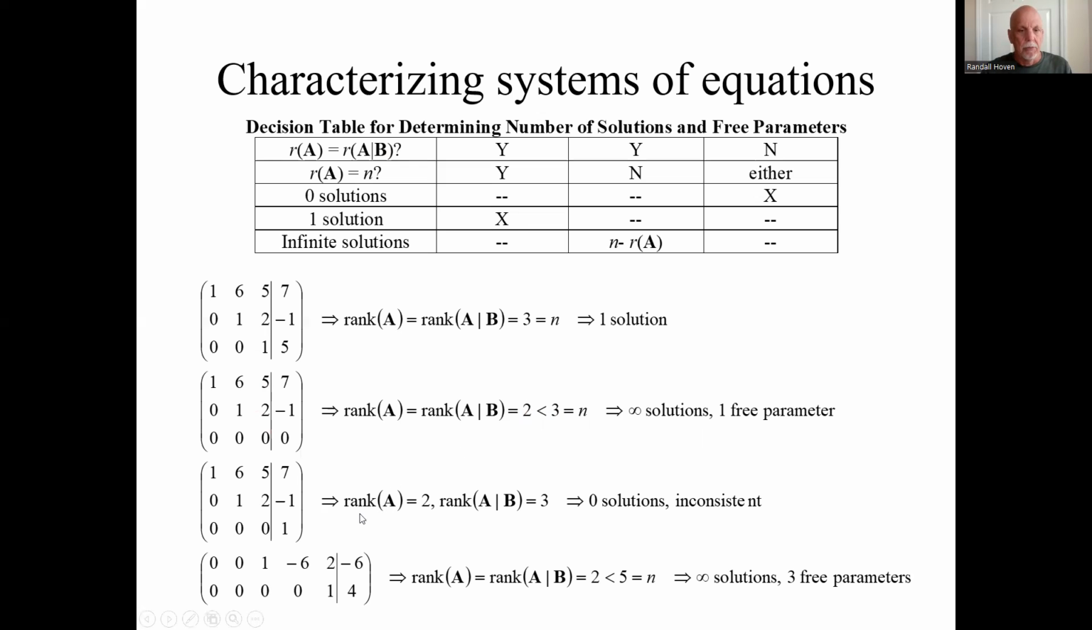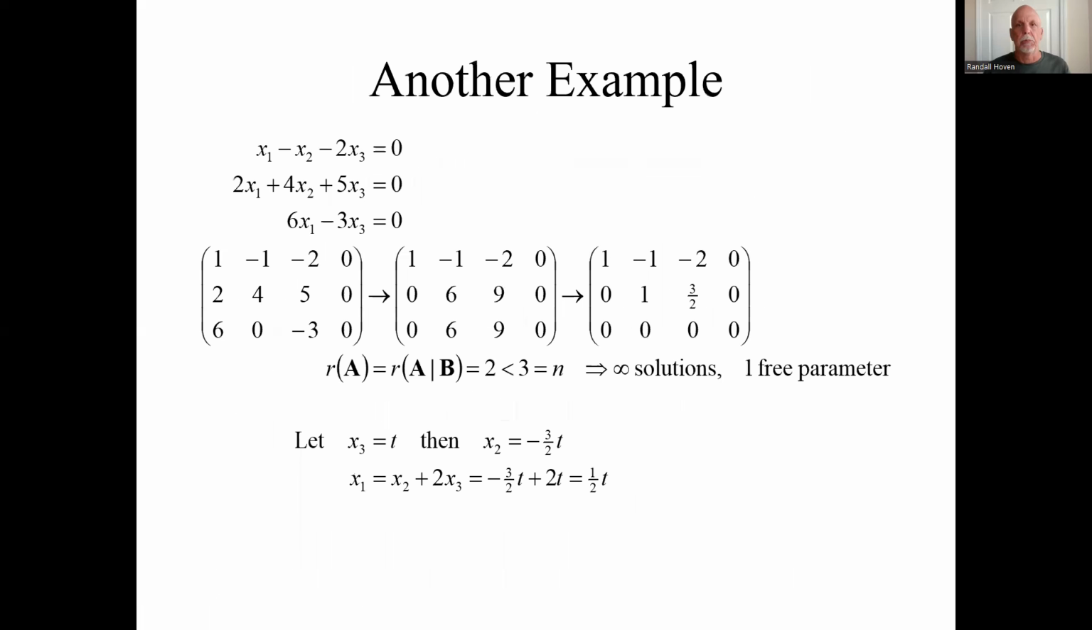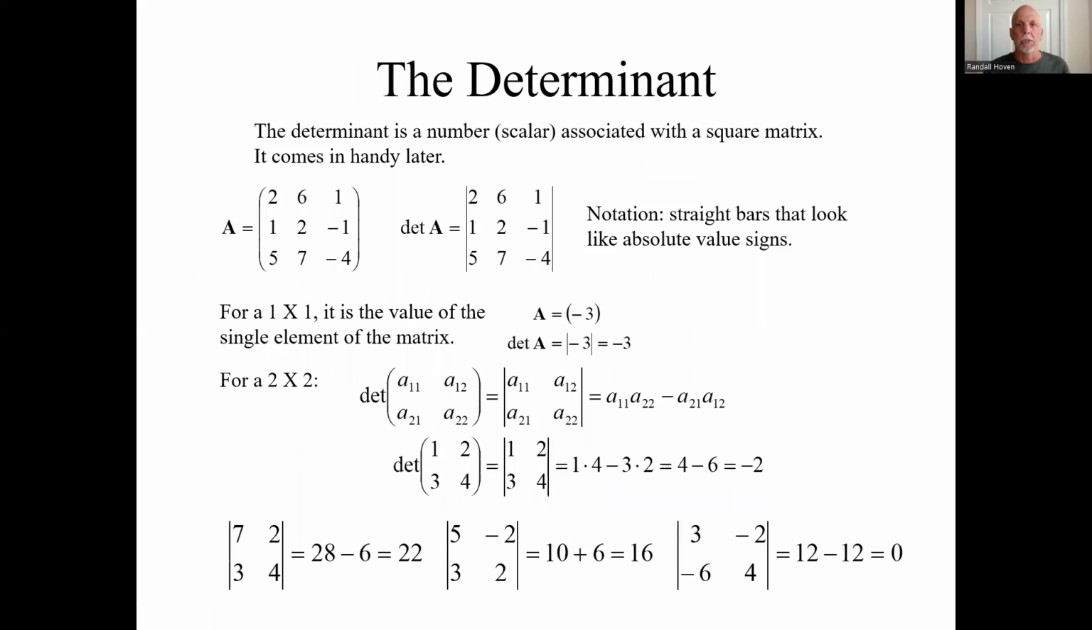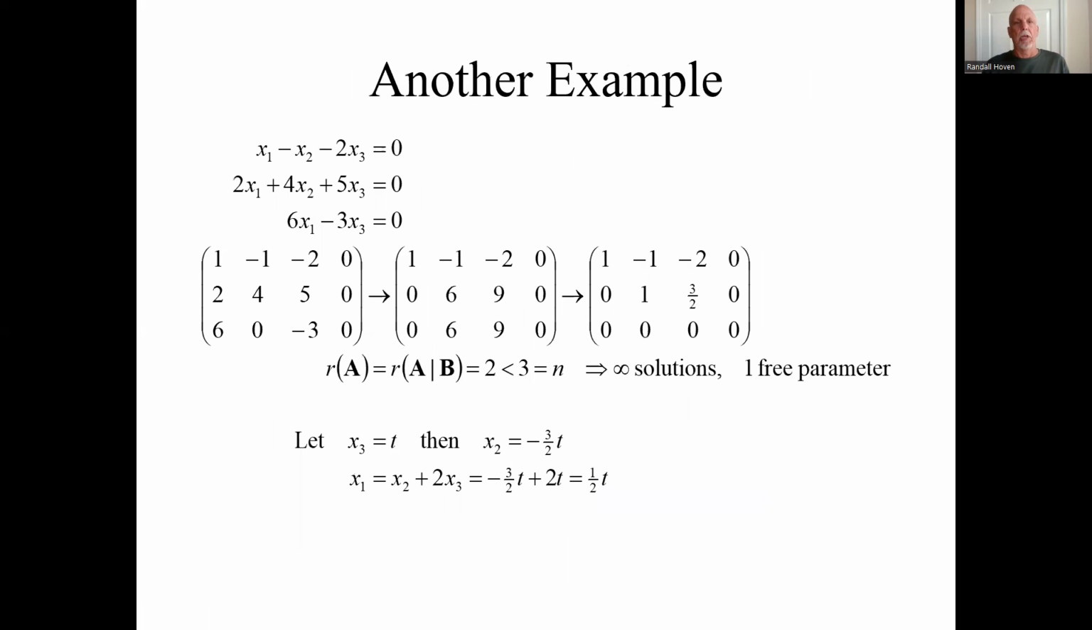And what about this guy? Rank of the A part was 2, the rank of the AB part was 3. They're not equal, so I get 0 solutions. That's an inconsistent system. This guy, the ranks were equal, but the rank was 2, N was 5 here. So I get infinite solutions with 5 minus 2 equals 3 free parameters. And that's how you characterize a system of equations. Try to go through these other examples.